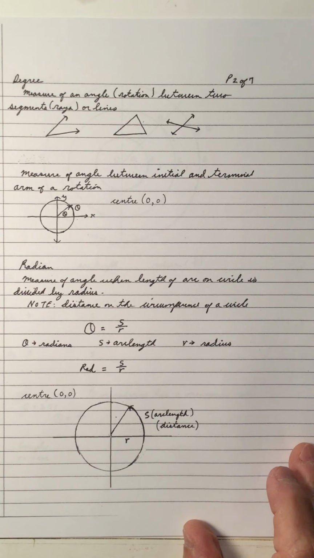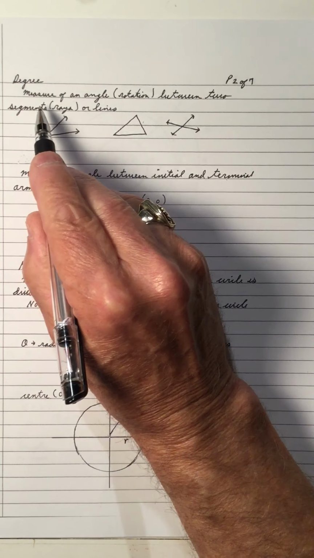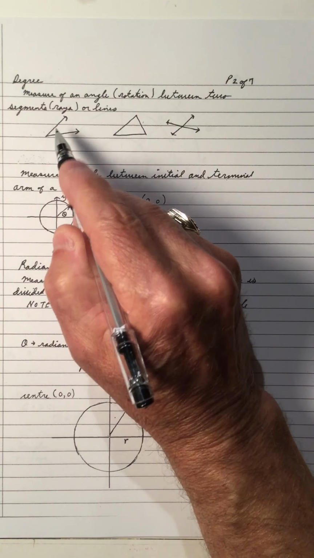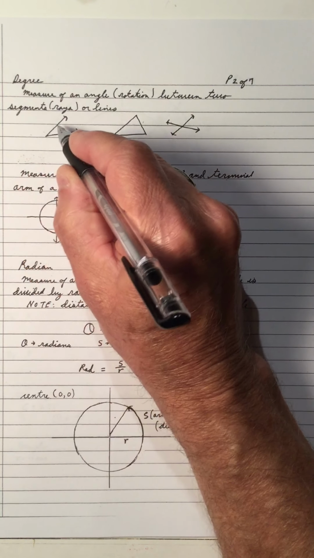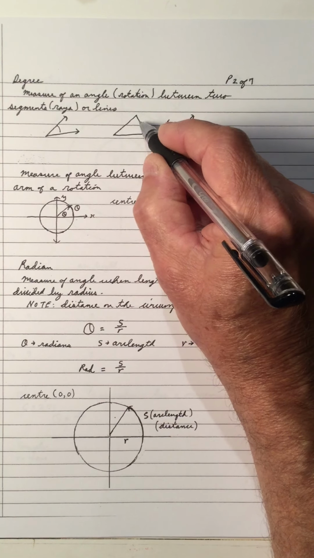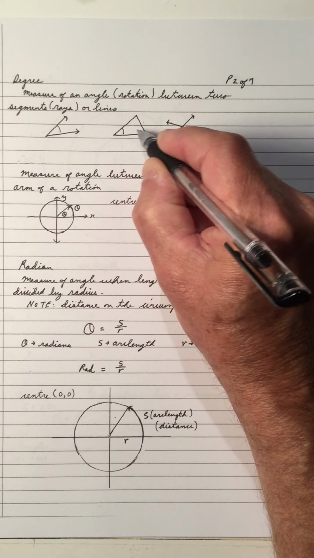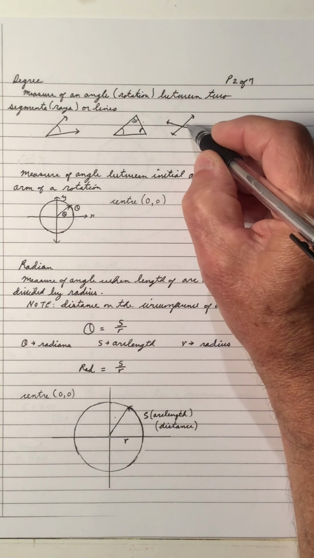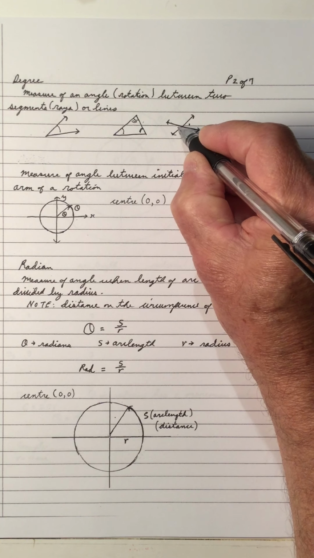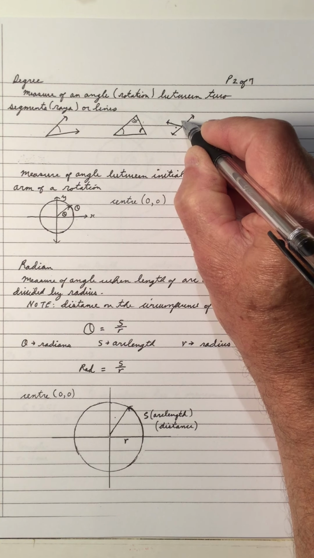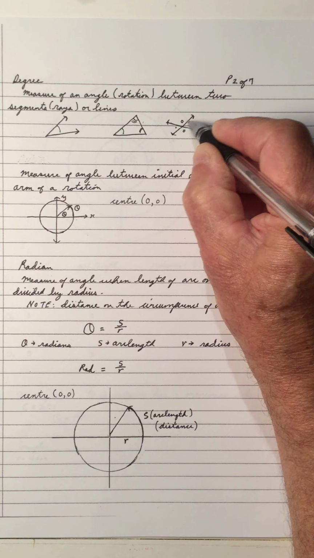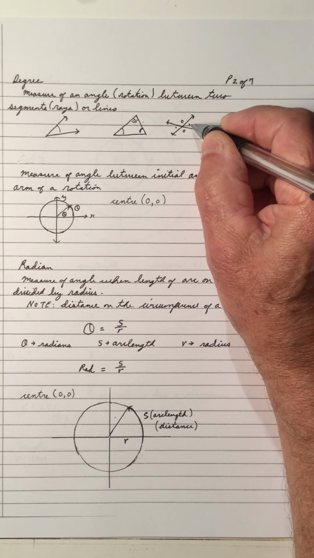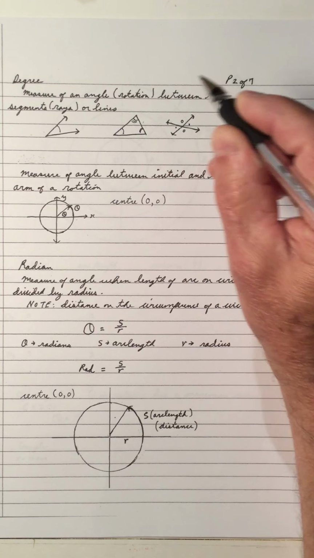Let's define what a radian is. A degree is the measure of an angle or rotation between two segments, rays, or lines. This is the angle measure right here, and in the triangle we have a measure of this third angle, and again this angle, vertical opposite angles, equals this angle right here. So an angle is the measure of the rotation between the two lines.